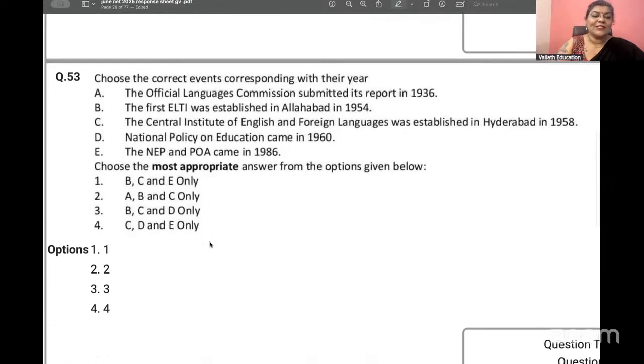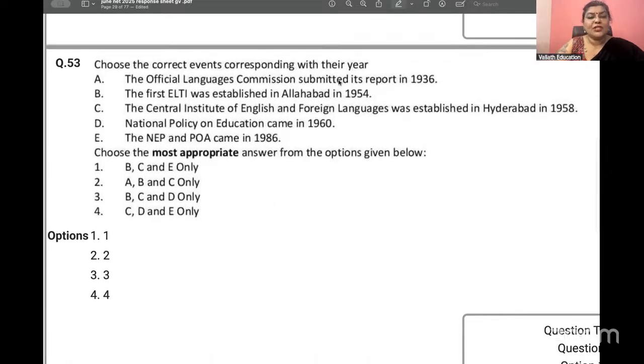Look at the next question. The Official Languages Commission submitted its report in 1936. You should know it is wrong because it is very famous. It is in the 1950s, isn't it? Official Languages Commission.